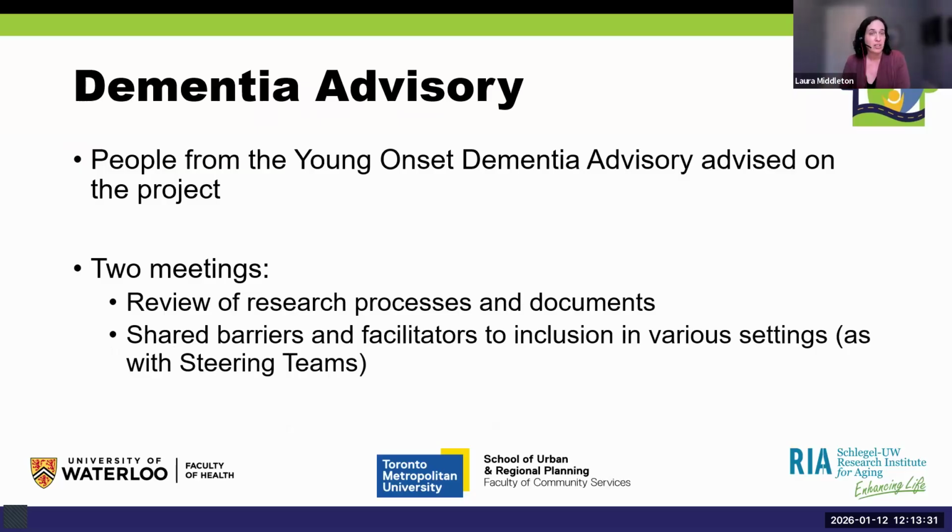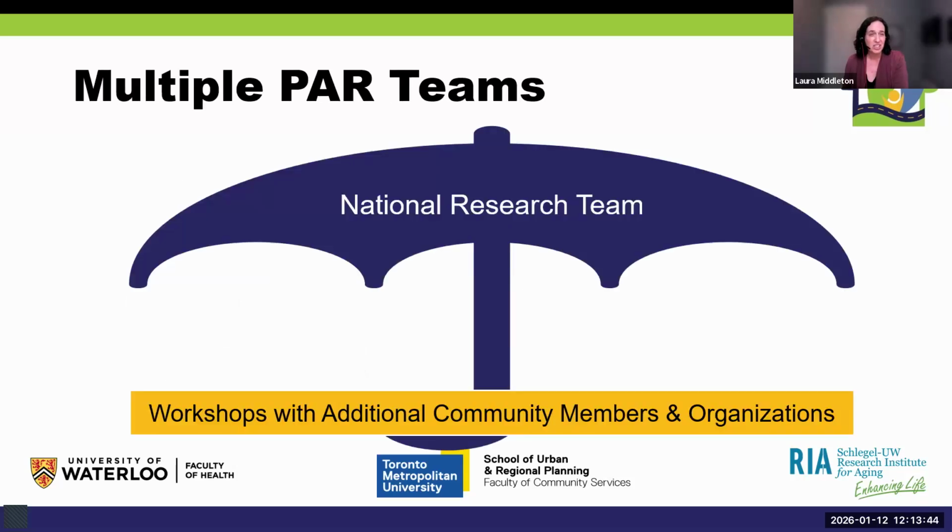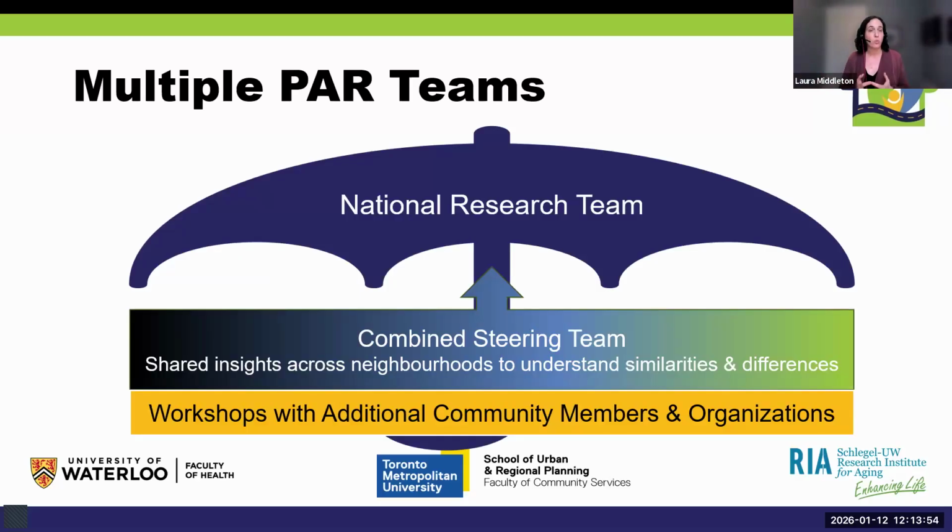They also talked about different barriers and facilitators they face to inclusion in various settings. We also did this with the steering teams. Now, later in our project, our local steering teams decided they really wanted to share information across. They wanted to talk about the differences across different community members. So we went from those 3 different teams to combining them as one united steering team where we could talk about the differences faced by urban, suburban, and rural communities.